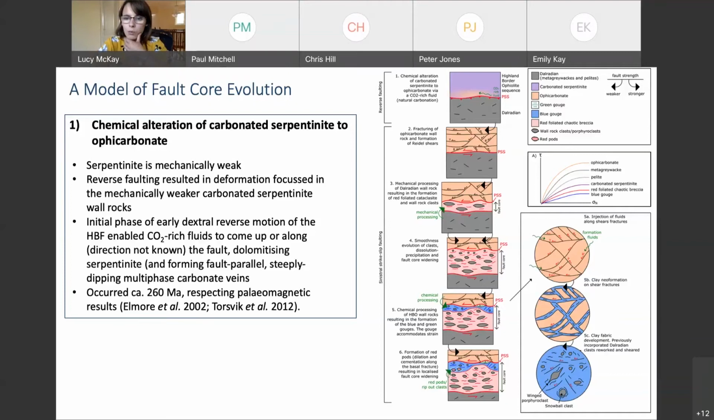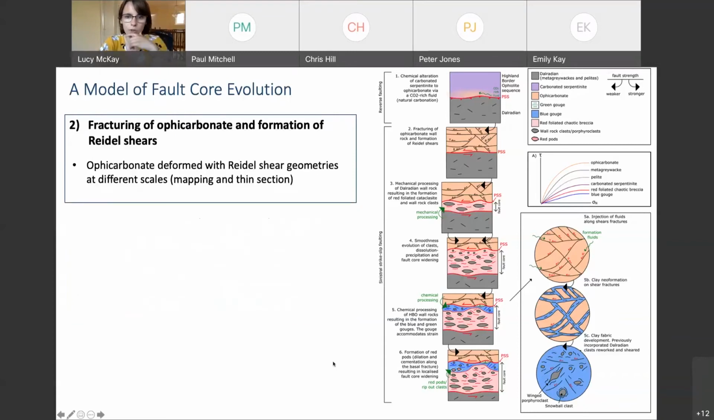Through natural carbonation, you have fluids coming up and it's altered this carbonated serpentinite into the ophicarbonate, which was that orange unit. And this was associated, as you saw with the veins, with an early dextral reverse motion, which enabled CO2-rich fluids to come up along the fault, dolomitizing the serpentinite and forming these multi-phase fault parallel veins.